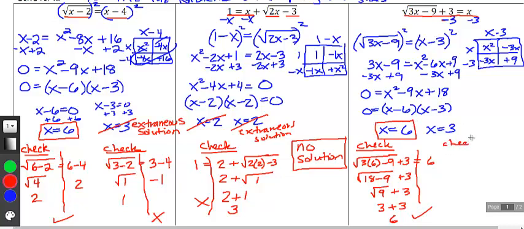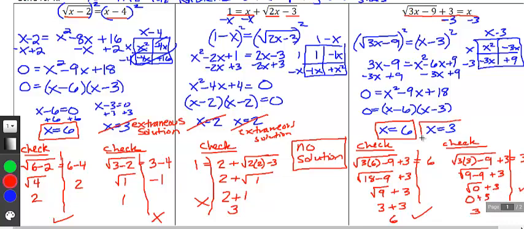Now we're going to check the 3. Plugging 3 in for x. And we're going to check this one out. All right, so inside of here we get 9 minus 9. 9 minus 9 is 0. And the square root of 0 is 0, which means we get a match again, right? We get 3 and 3. And there's our 2 solutions, right?